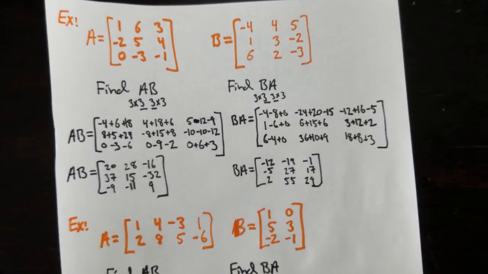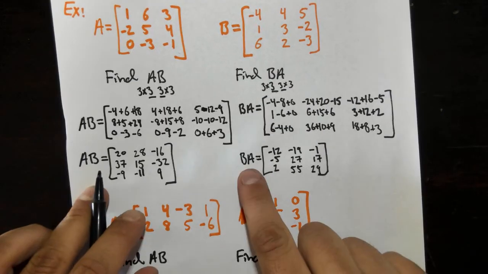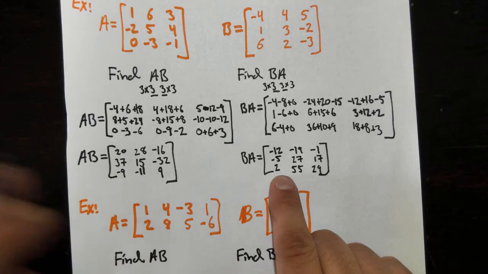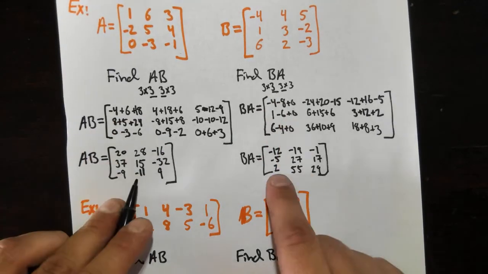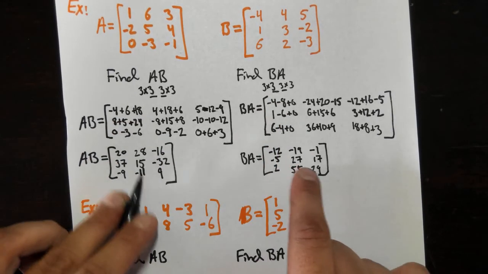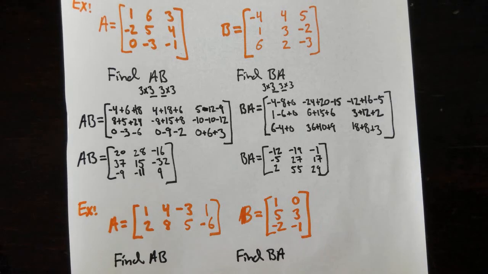Awesome. So notice how AB and BA are different from each other. Even though they're both 3 by 3, the order really did matter here on how we came up with our resultants, our product matrices.